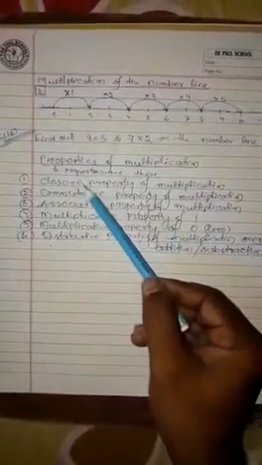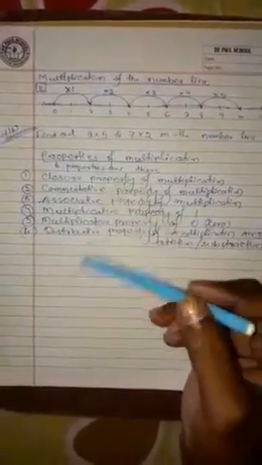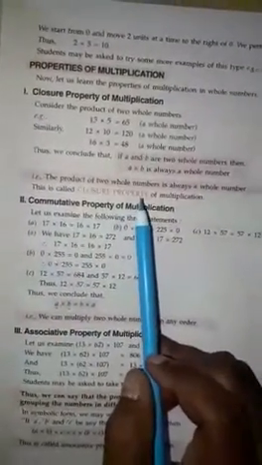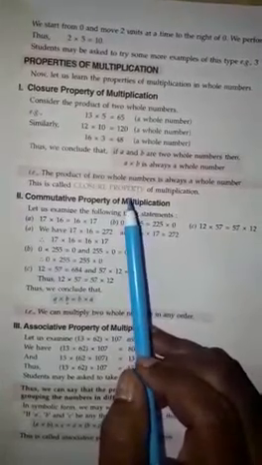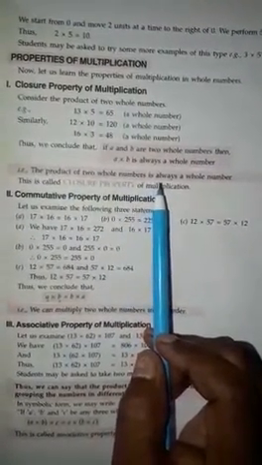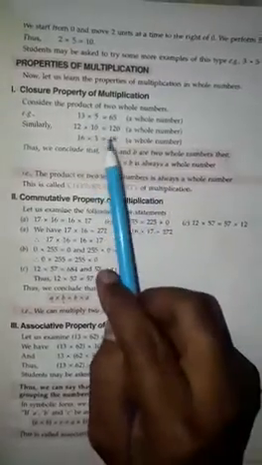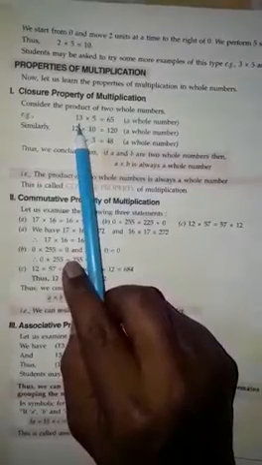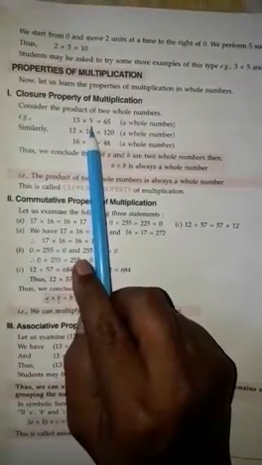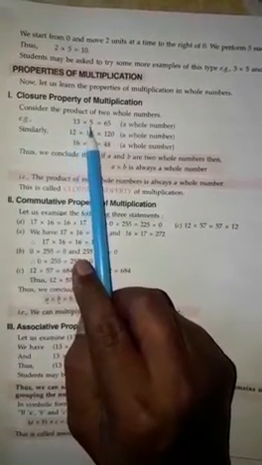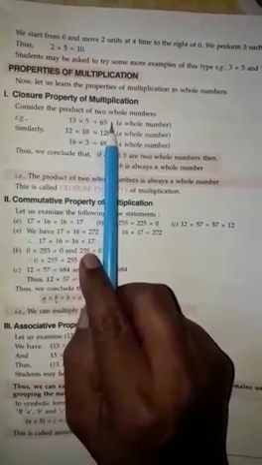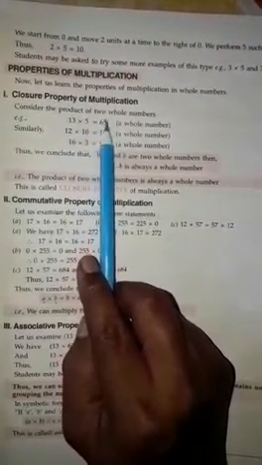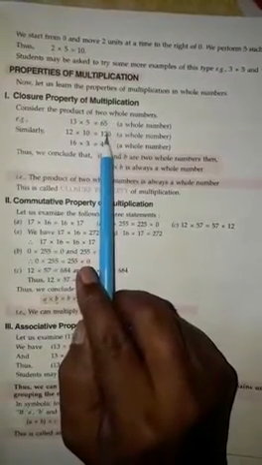First we will discuss the closure property of multiplication. Closure means when we multiply a whole number by a whole number, the product is also a whole number. Suppose 13 into 5 is equal to 65. 13 is a whole number, 5 is also a whole number. When we multiply 13 into 5, the product is 65, and 65 is also a whole number. This is the closure property of multiplication.